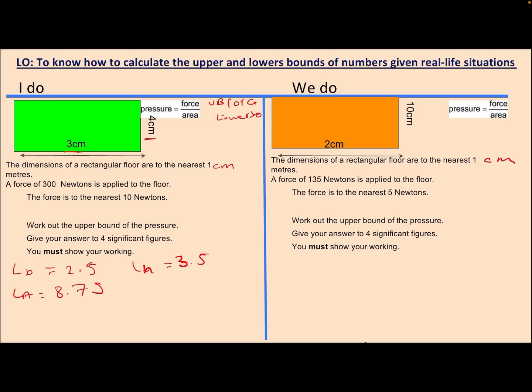And now we need to work out the upper bound Newton, so upper bound force. So upper bound force to the nearest 10 is 305. And then that means we're going to use these values now. So it's going to be 305 divided by 8.75. Okay, and that gives us the answer of 34.8624 to SF.